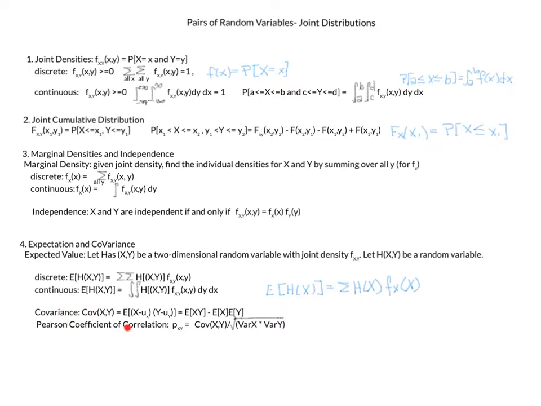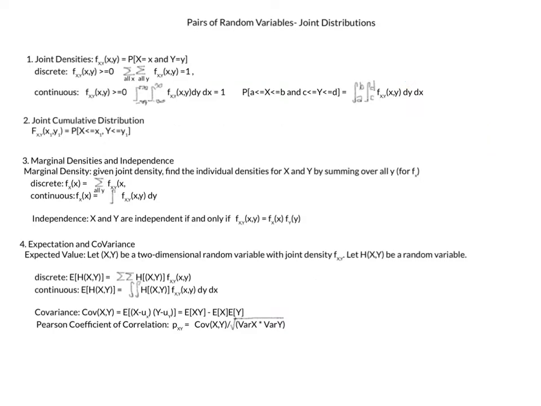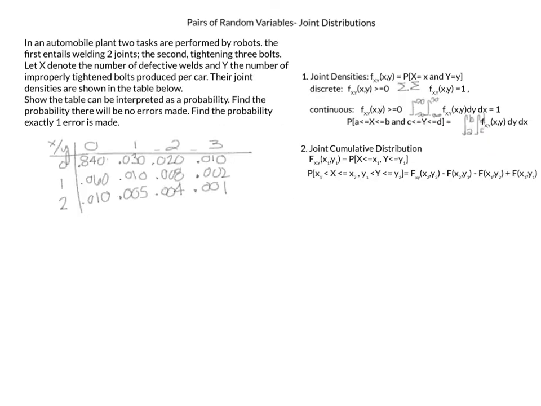Covariance and Pearson coefficient. Covariance is dependent on these definitions of expected value. And then for the Pearson coefficient, we have this formula here. These two coefficients are about how related or not the two random variables are. So we'll have some examples, both of the calculations, and then we'll discuss how to interpret our calculations. We're ready to do some examples.